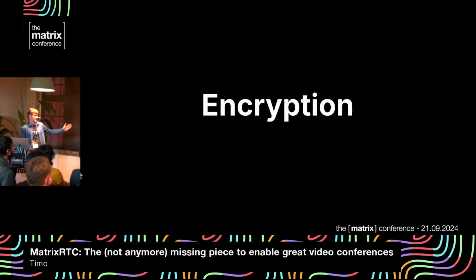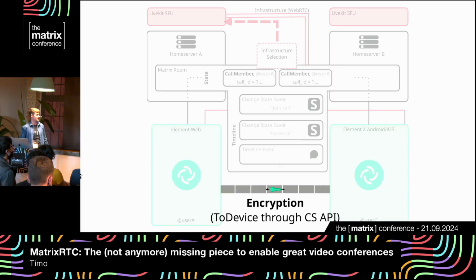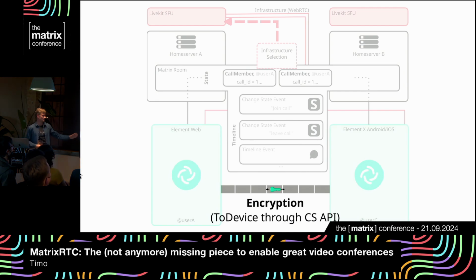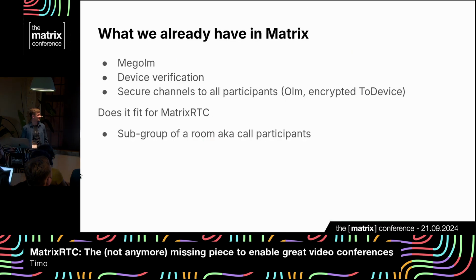So now, the last topic, encryption. How is encryption solved? Again, here we have our overall picture, and we are talking about this piece at the bottom, which should be aligned through the clients. So what we already have in Matrix: we have Megolm, we have device verification, and we have secure channels to all participants through Olm channels.